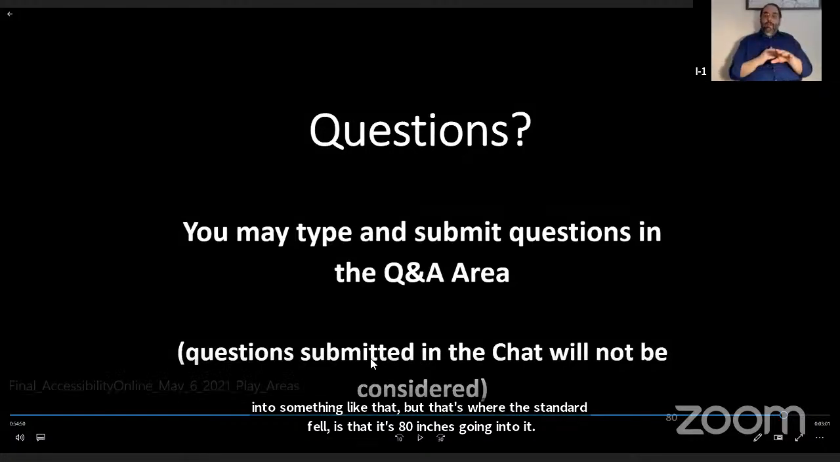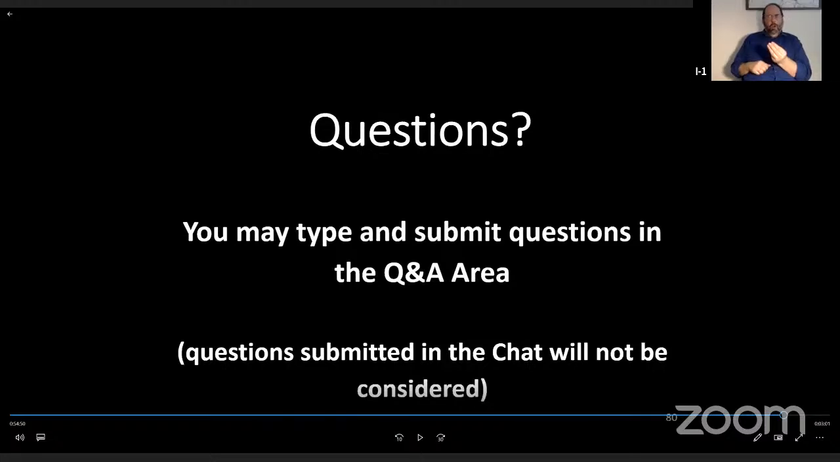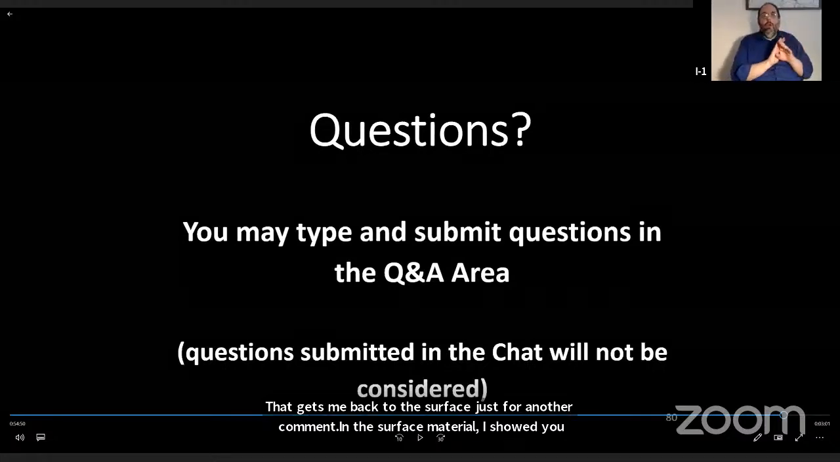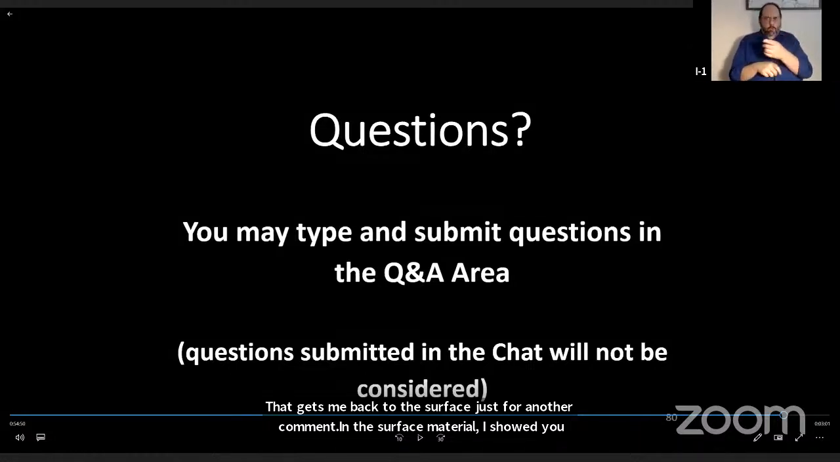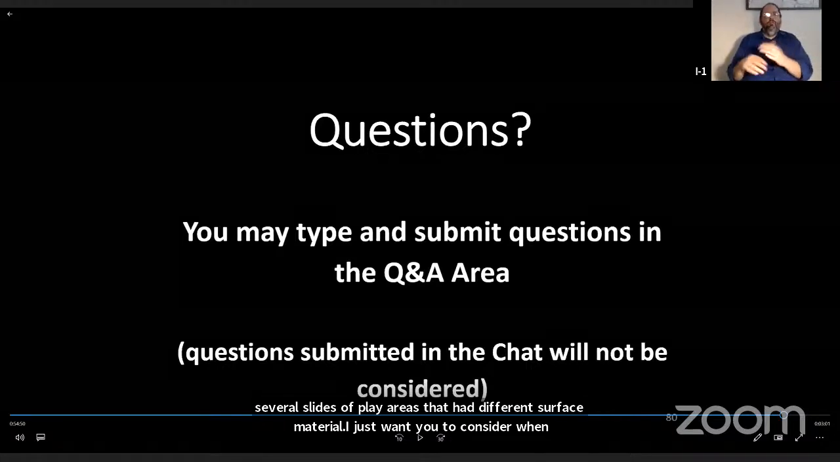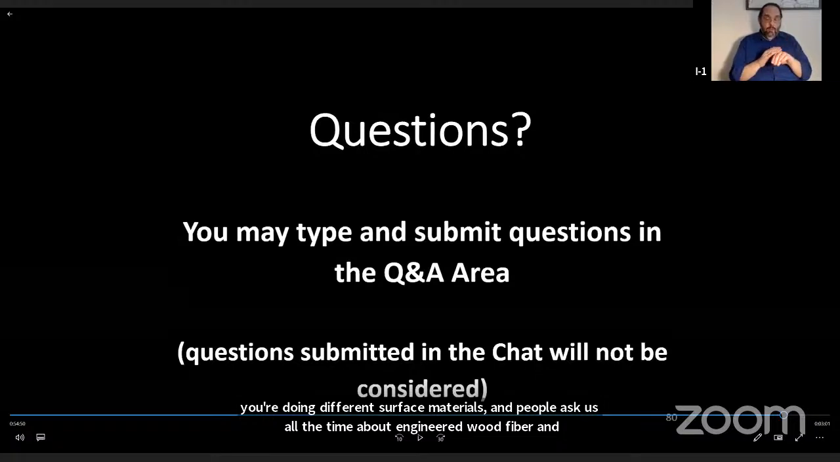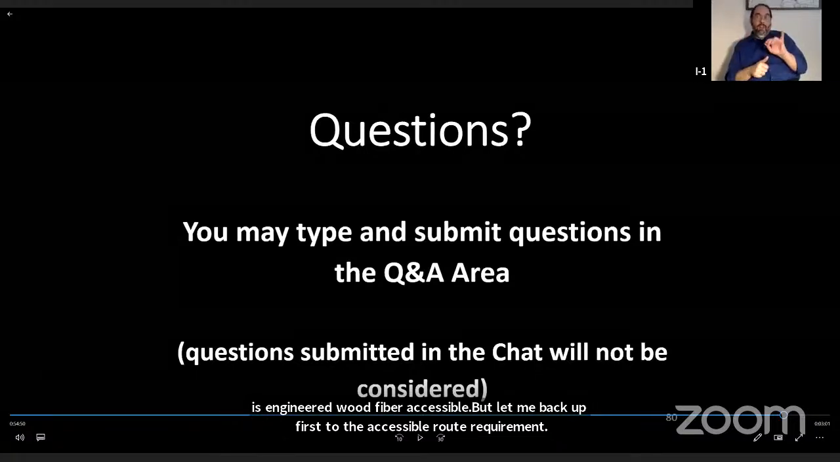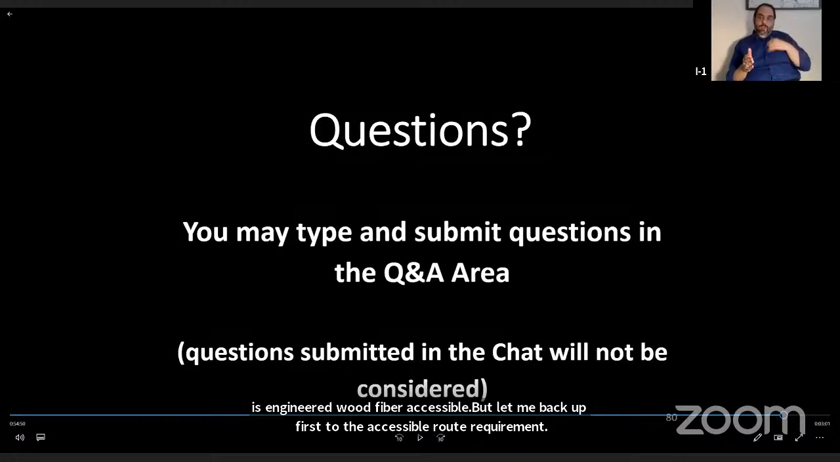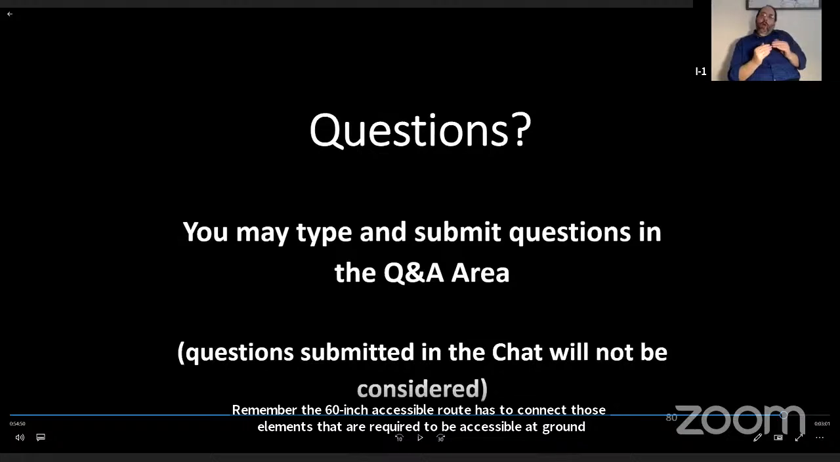That gets me back to the surface, just for another comment. In the surface material, I showed you several slides of play areas that had different surface materials. I just want you to consider this when you're using different surface materials, and people ask us all the time about engineered wood fiber: is engineered wood fiber accessible? But let me back up first to the accessible route requirement. Remember, the 60-inch accessible route has to connect those elements that are required to be accessible at ground level, and then the entry point or seats. Additionally, the transfer system or exit or entry points for any elevated or composite play structure.